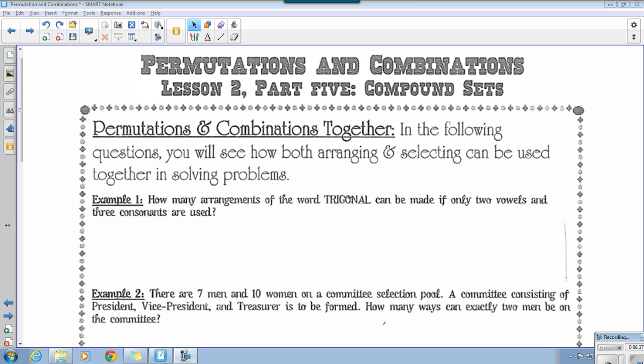Okay, so we're jumping back a few lessons here, much to Christine's dismay. But we're in lesson 2 on page 341, because we talked about permutations, order is important. We talked about combinations, order is not important. And then we're going to look at these guys here where we're kind of mixing them all together.